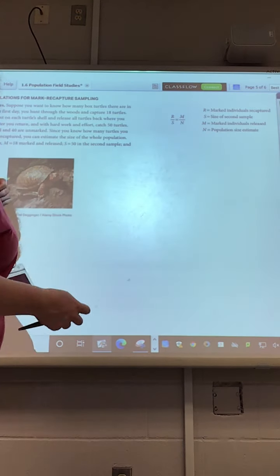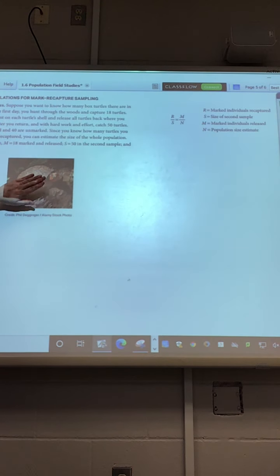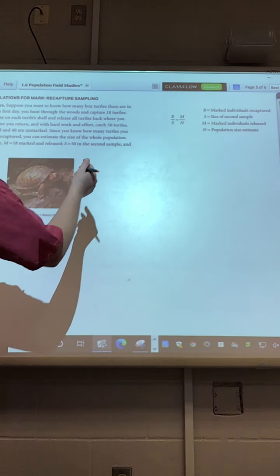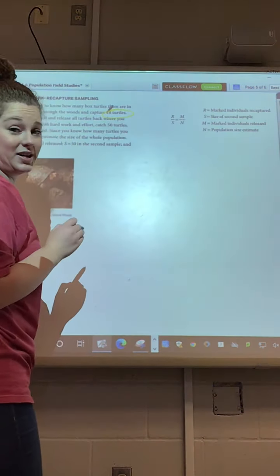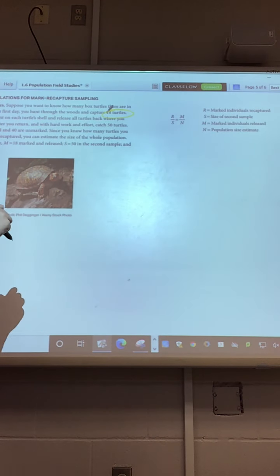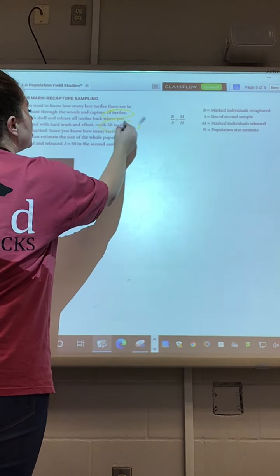Okay, here we go. Problem 1, box turtles. Cute little turtle. Suppose you want to know how many box turtles there are in a wooded park. On the first day, you hunt through the woods and you capture 18 turtles. You've got lots of time to be capturing 18 turtles. You place a spot of paint on each turtle's shell and release all turtles back where you found them. A week later, you return, and with hard work and effort, you catch 50 turtles.